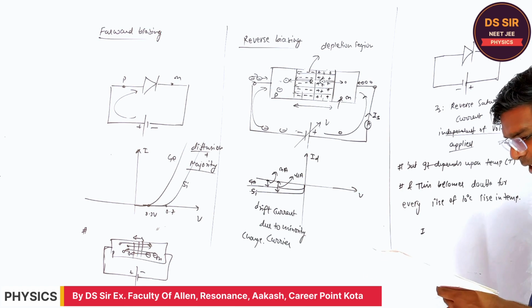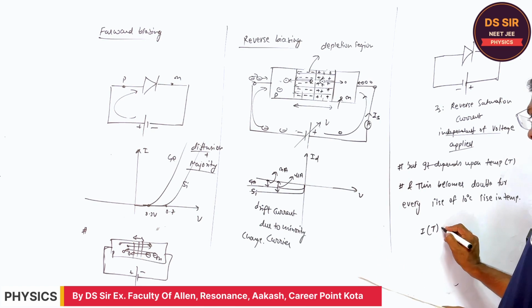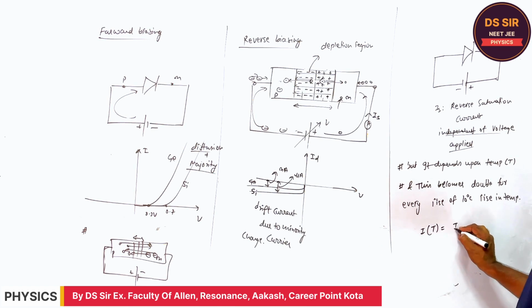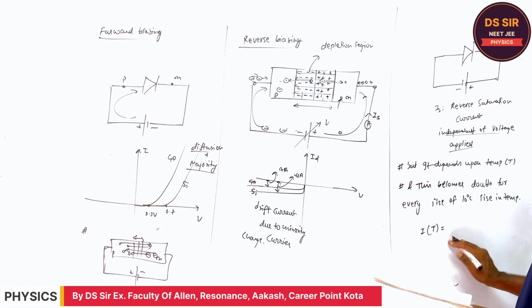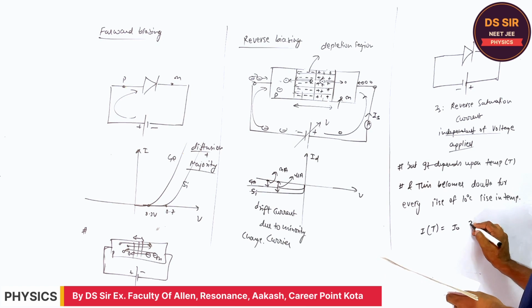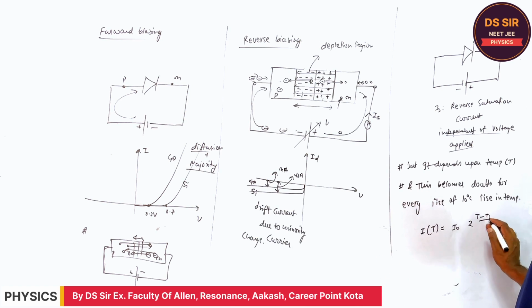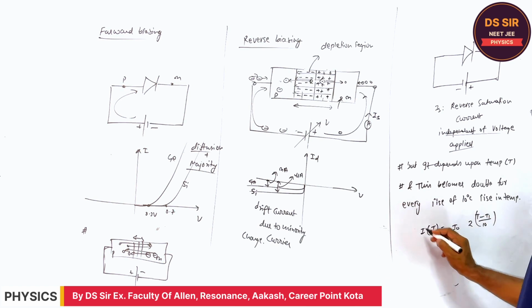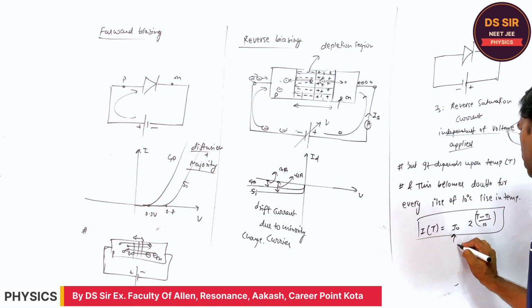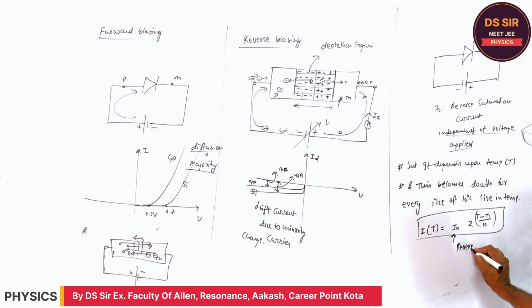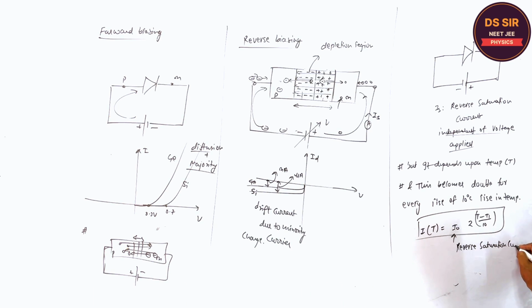So the current is what? Current as a function of temperature T is given as I naught 2 raised to the power (T minus T1) upon 10. Are you getting or not? This is the reverse saturation current, due to minority charge carriers.